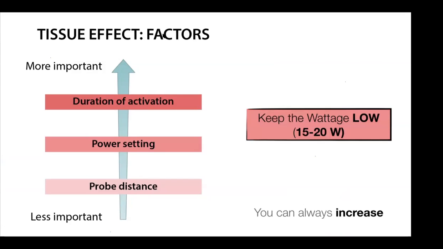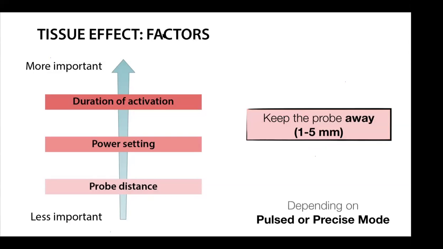The second one is start with a low voltage, especially if you're not sure for angioectasias, to see where you get just a whitening. And then if you want, you can increase. With experience, you will figure out. But if you're starting, always start with a low voltage. You can always increase. Third thing is you want to keep the distance away.